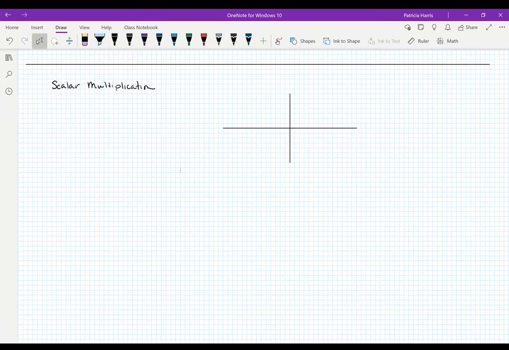Okay, guys, let's talk about scalar multiplication. Scalar multiplication of vectors is basically multiplication by a constant.